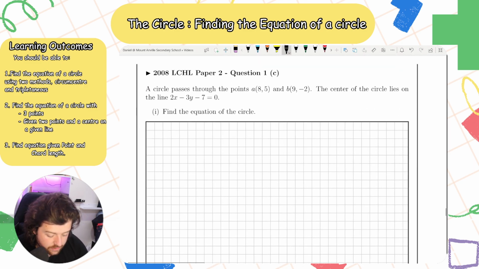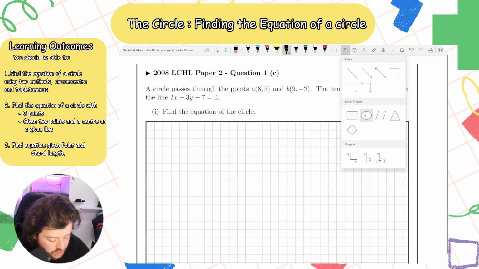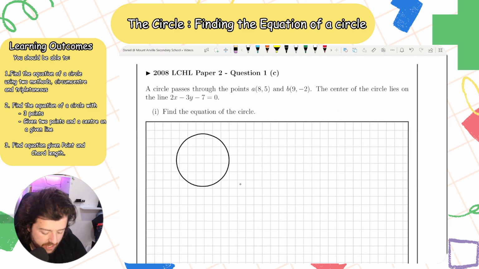A circle passes through the points A(8, 5) and B(9, -2), and the center of the circle lies on this line. Find the equation of the circle. So, again, we need to sketch what's happening.